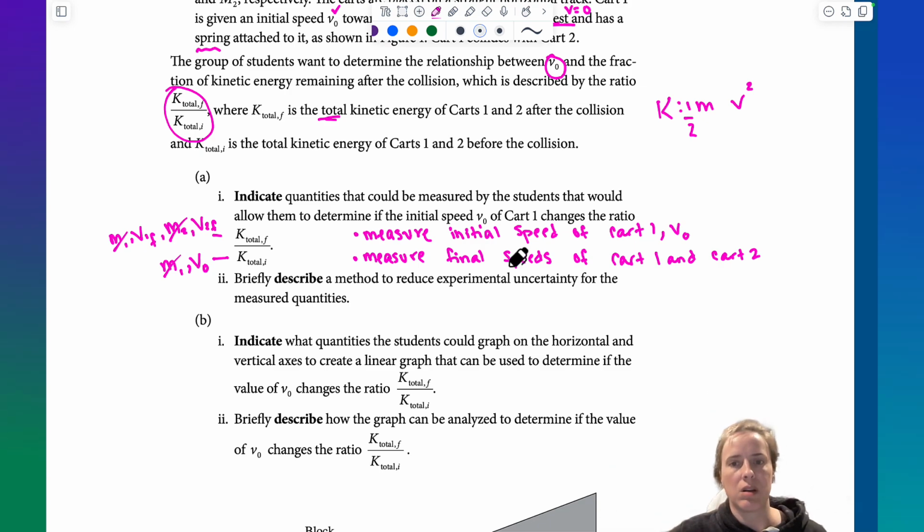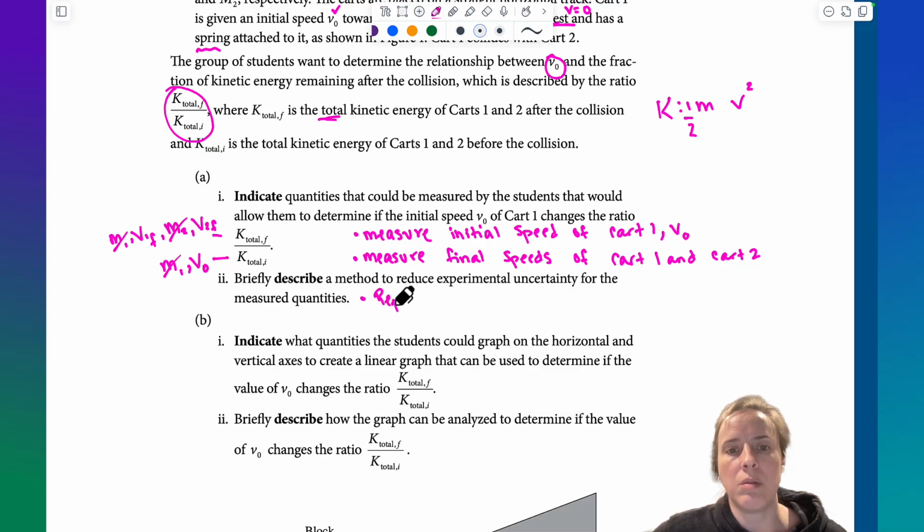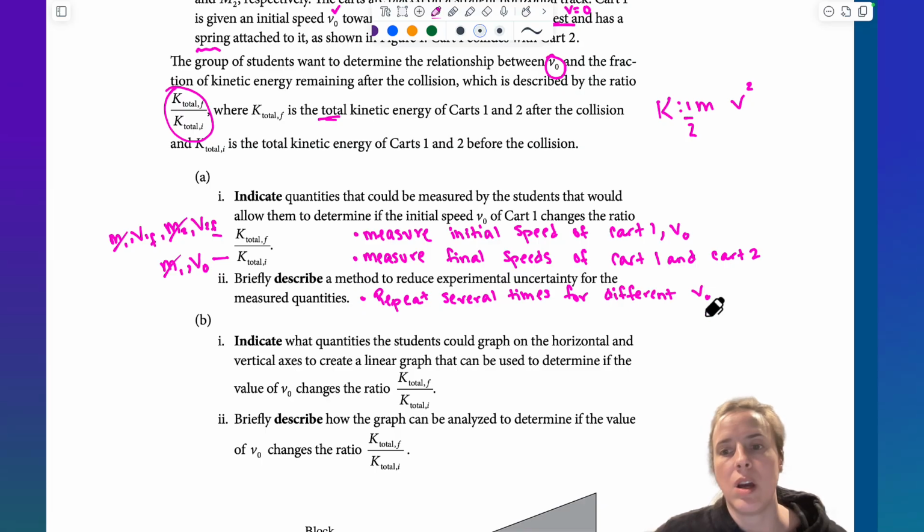It's going to slam into cart 2. Magic's going to happen. So then I need to repeat. So anytime you want to reduce experimental uncertainty, you're repeating the whole experiment again. So repeat several times for different V naught. Okay? That's all you need.